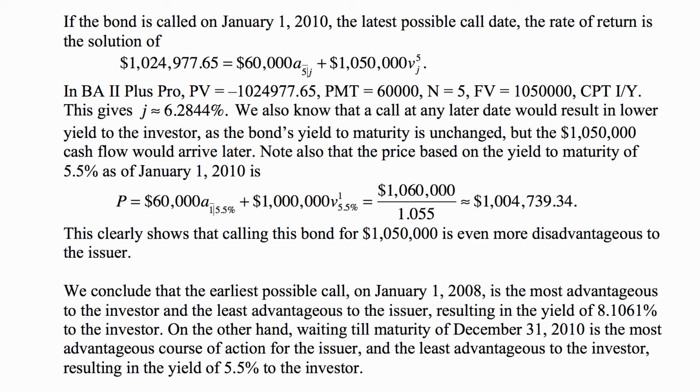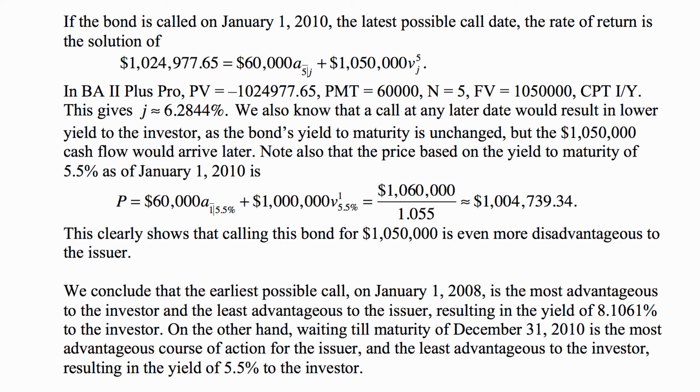If the bond is called on January 1st, 2010, the latest possible call date, the rate of return is the solution of the equation as before. The price paid equals all the coupons collected plus the payment of the call price, or price at which the bond is called. And we solve it in the BA II Plus Pro and we get 6.2844%. Now, of course, you can use another calculator. I just use this one as an example.